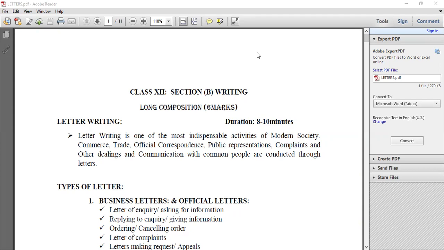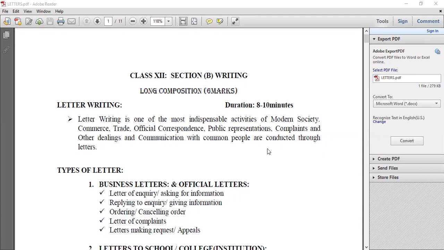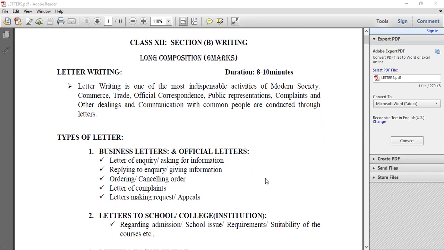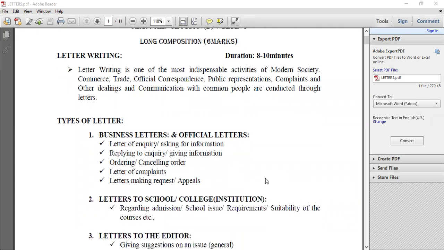So what is a letter? Letter writing is one of the most indispensable activities of modern society. Commerce, trade, official correspondence, public representations, complaints and other dealings and communications with common people are conducted through letters. So letter writing is indispensable. The types of letters: in 11th and 12th standard, we are giving you these four types. I'm just reading that. You can also travel along with me.